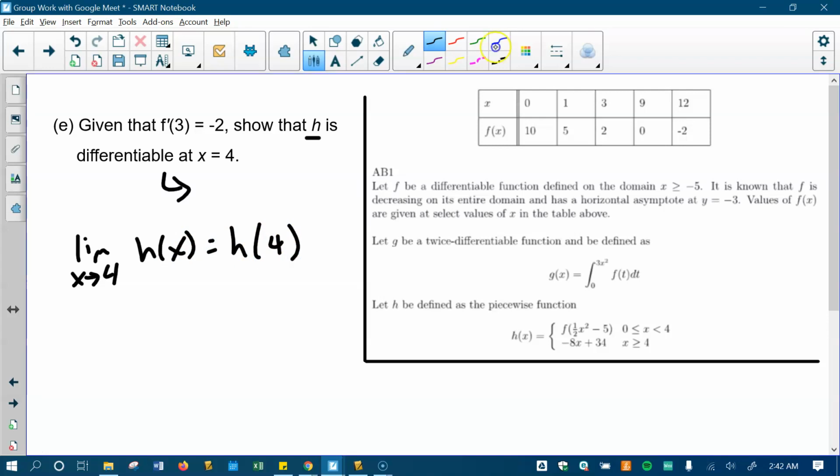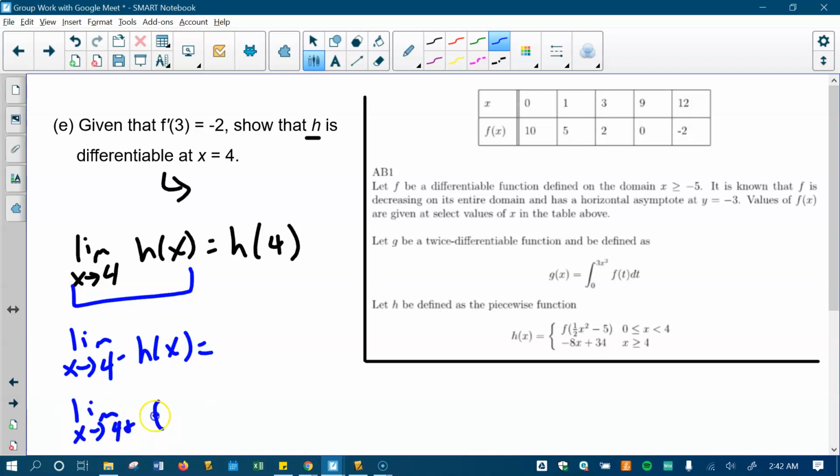So let's go ahead and unpack this blue side here. You need two things. You need the limit as x approaches 4 on the left, and you need the limit as x approaches 4 on the right of h of x. Okay, so let's do the left side. When I plug in 4, I get 4 squared, which is 16, divided by 2, which is 8. 8 minus 5 is 3, so I end up getting f of 3. And f of 3 is equal to 2.